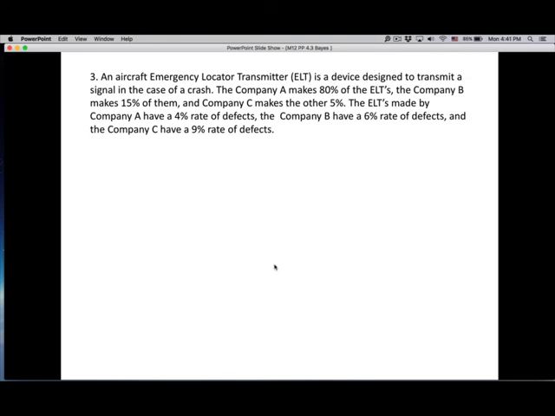Okay, example 3. Similar example. I want you guys to use either method 1, method 2, or method 3. Okay, you don't have to know all of the methods. You just pick the one that is easy for you.